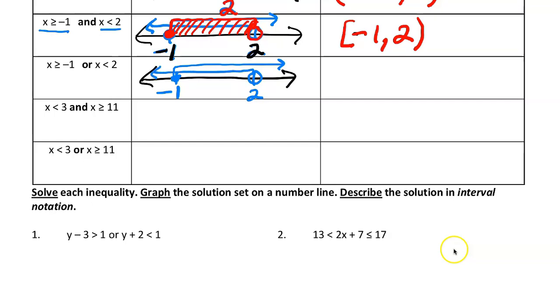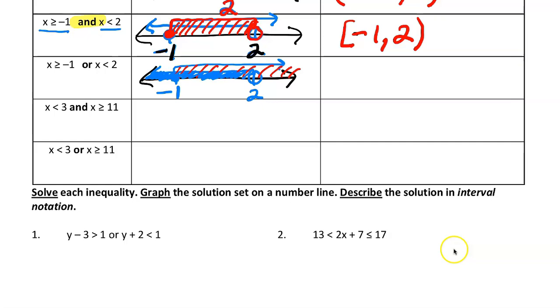Now with an "and" inequality, remember, we wanted the intersection where they overlap. With "or" inequalities, we want any possible answer, anything that's shaded. So what's shaded? Well, all the numbers greater than -1 are all these numbers. And then what numbers are less than 2? That would be all these numbers. So it looks like with this "or" compound inequality, every possible number is either greater than -1 or less than 2.